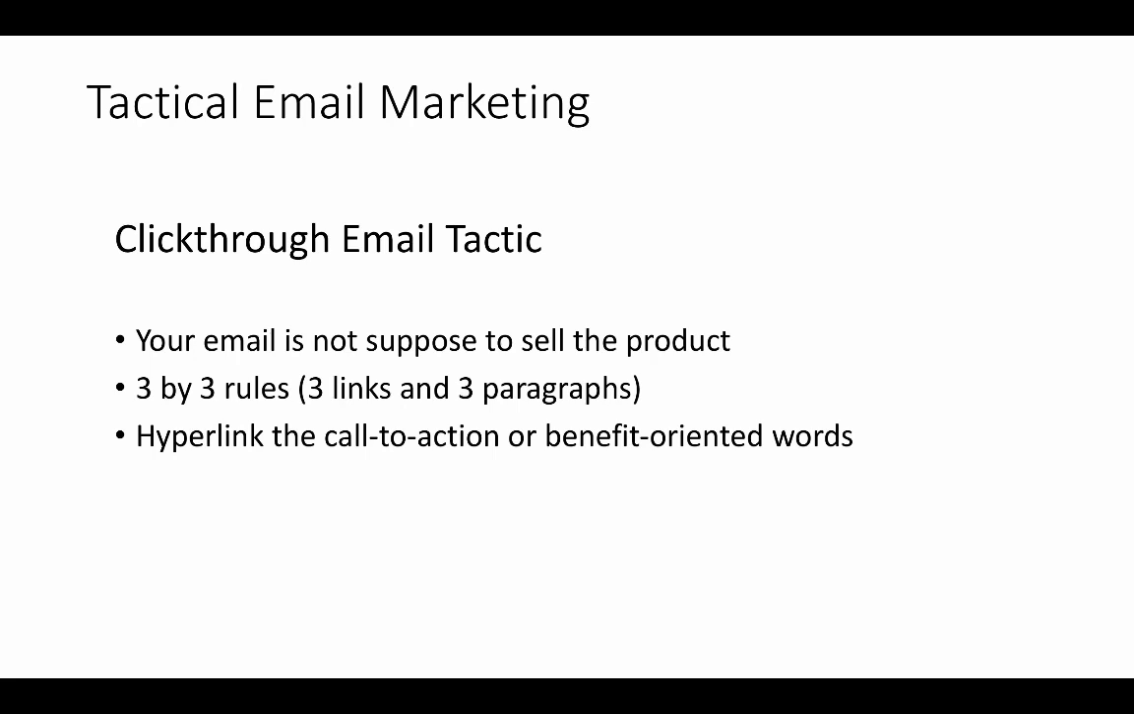Benefit-oriented words. Let's say in your email copy you say something like, this is how you can get free traffic from Google. So what I'll do is hyperlink the phrase free traffic from Google. So in summary, you want to hyperlink the text in your email copy, and it goes back to the 3 by 3 rule, which means that you should only have 3 links there. I mean, you can have more, but if you have more, you've got to make sure that you know what you're doing. Otherwise, you will go too crazy about it.